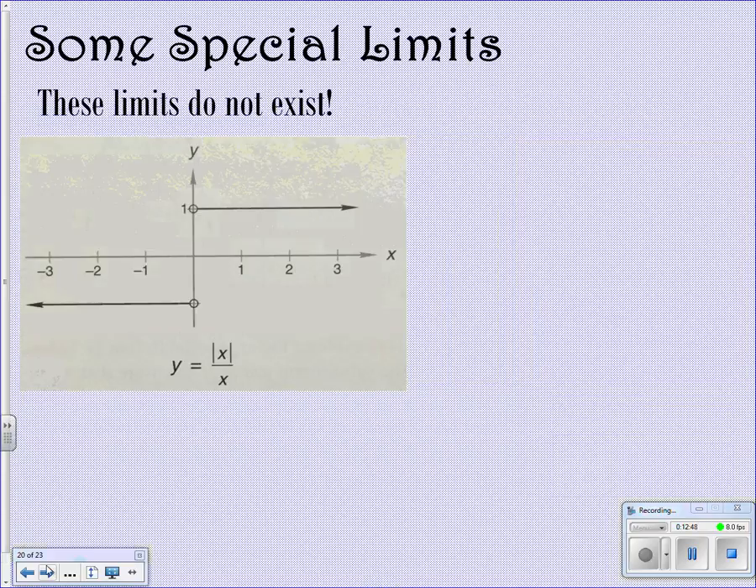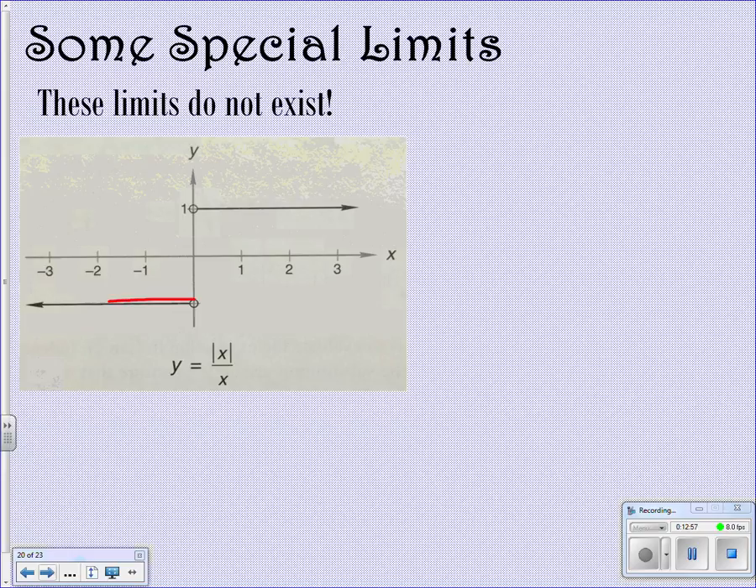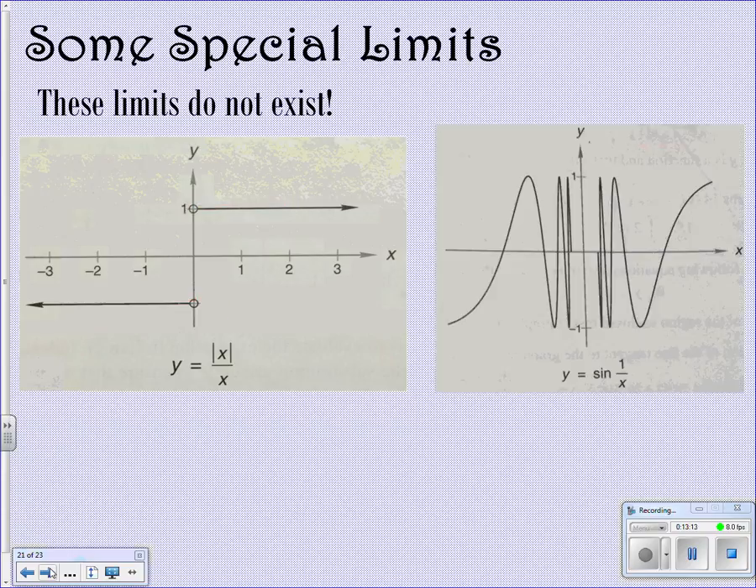Okay, so this is an example of a limit that does not exist. The left-hand limit is approaching negative 1, because that's what our y value is here. The right-hand limit is approaching 1. That's our y value there. Since those two values do not match up, as x approaches 0, the limit does not exist. This one also does not exist.